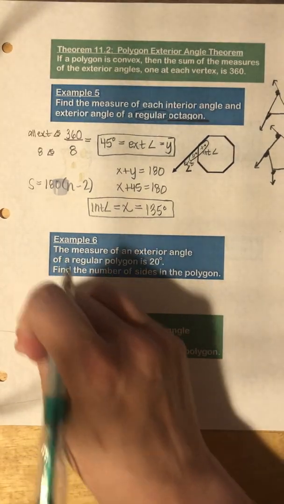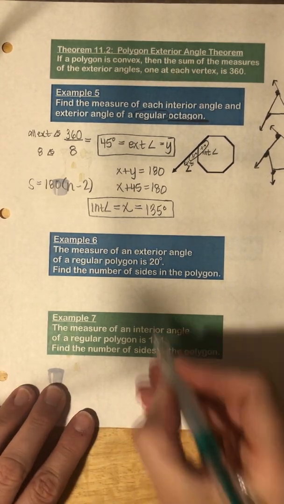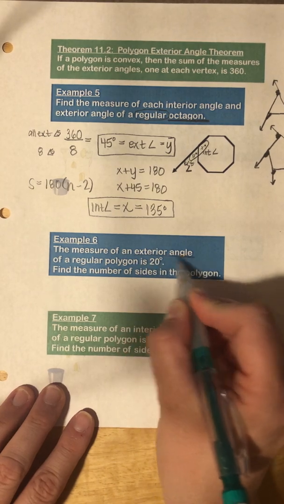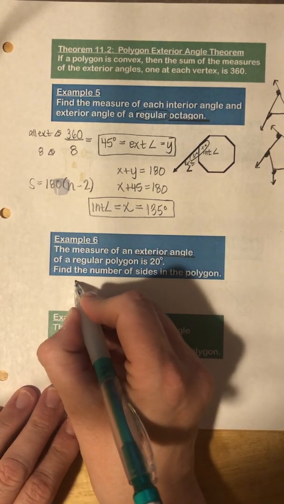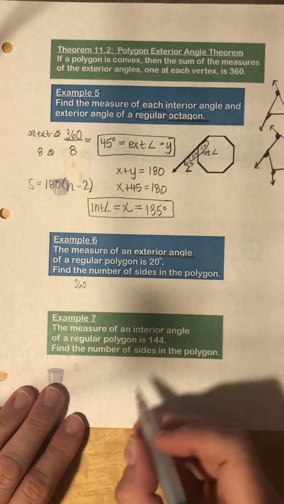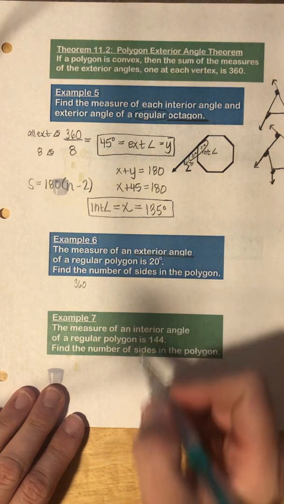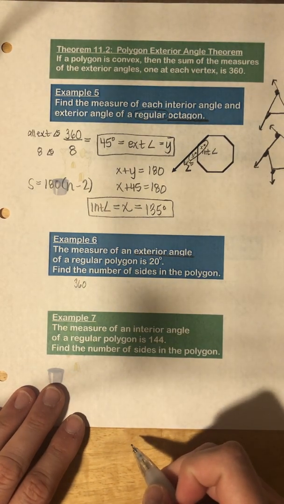Okay, example 6. The measure of an exterior angle of a regular polygon is 20. Find the number of sides in the polygon. Okay, so exterior angles. Remember, we said that all of them add up to the magical number of 360. If I know that one of them is 20, how can I use the 20 degrees to find out how many sides there are? Well, let's see.